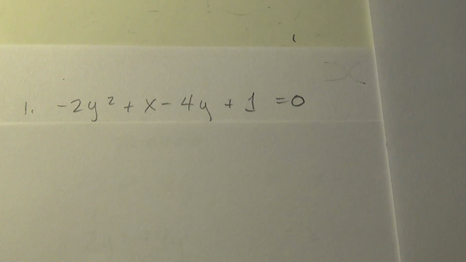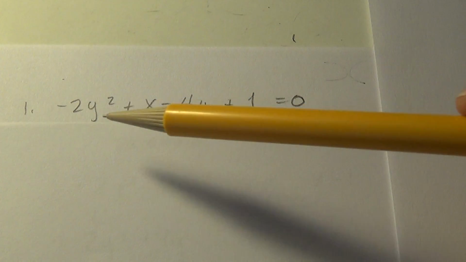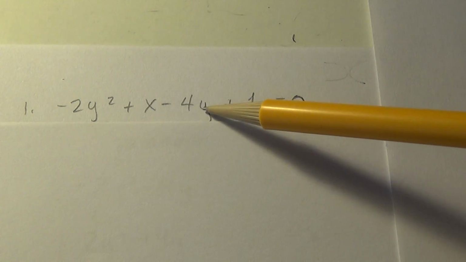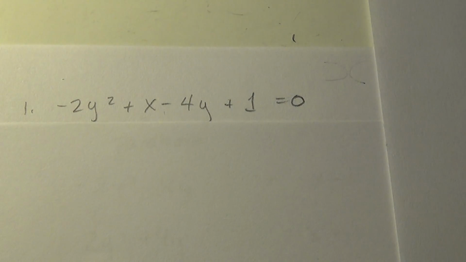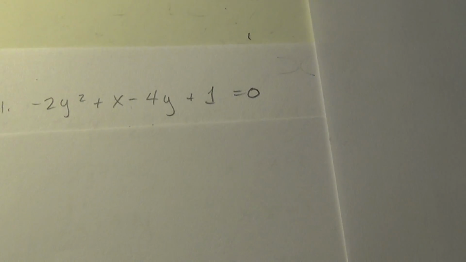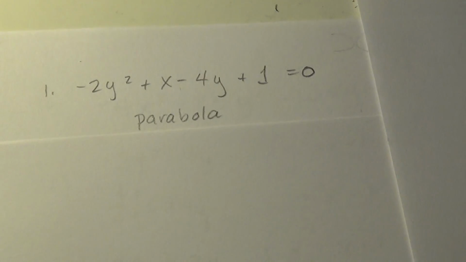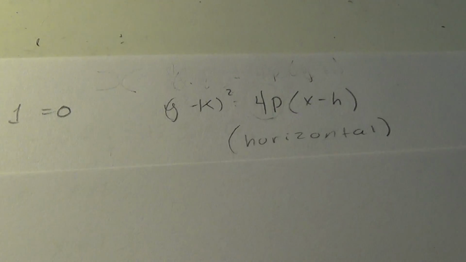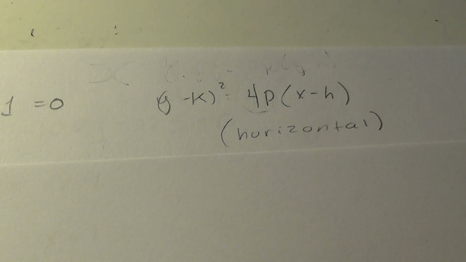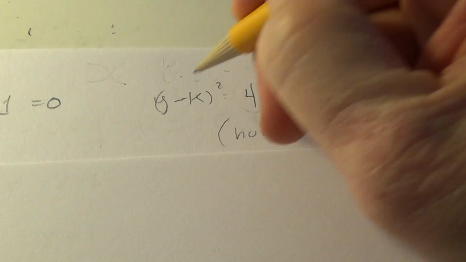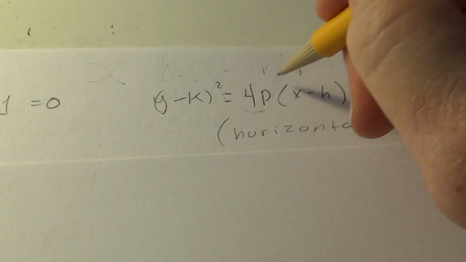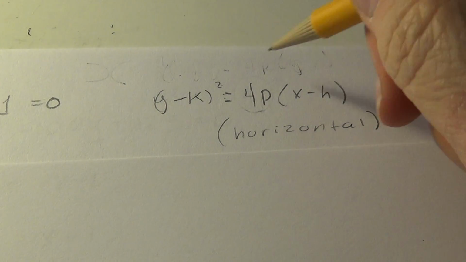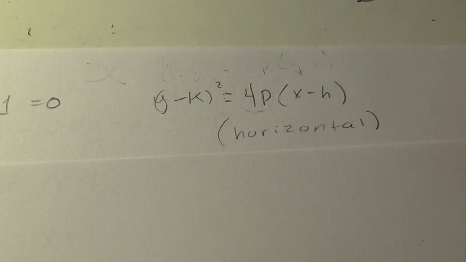Here's the first one, and notice there's a y squared term. There's not an x squared term, so that means we have a parabola. The parabola has a standard form, and it looks like this: y minus k quantity squared equals 4p times x minus h. When y is squared, that's a horizontal.